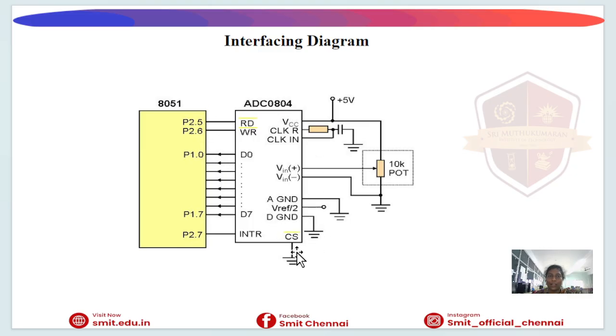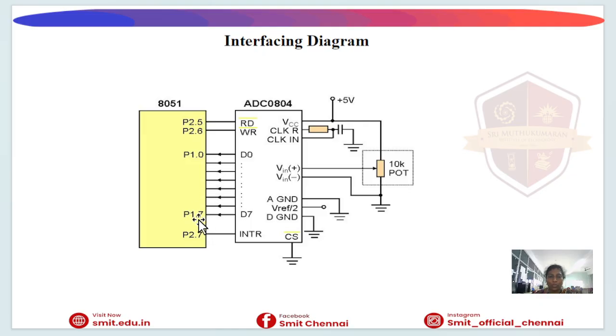0 to 7, it carries the 8-bit digital output. This is the interfacing diagram. This analog signal is applied to the VIN. Here the VIN supply, that's 5 volt, is applied, and D0 to D7 are connected to port 1 of the 8051.